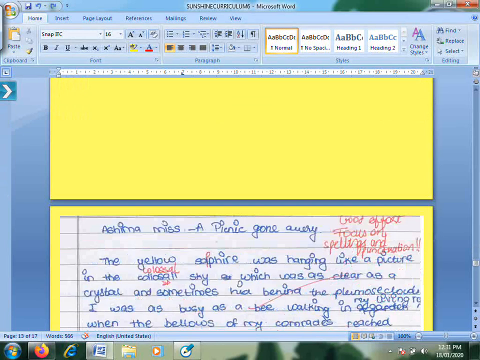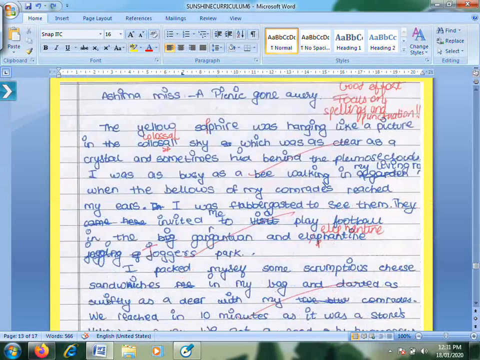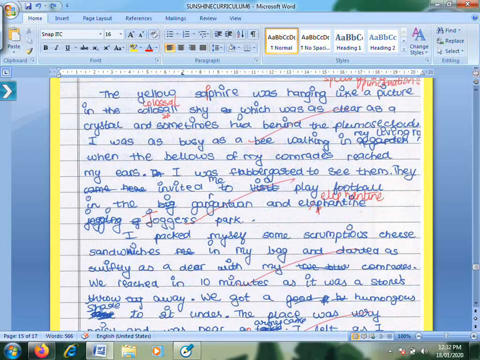So what I mean to say is, now here, this child has written about a picnic. This was his own personal experience. So he narrated it in a way that, okay, there was weather, he's written a weather starter, and then he's talking about how he and his friends were going for this picnic, and their picnic was near an army camp. So he's written the weather starter and says, "I was as busy as a bee walking in my living room when the bellows of my comrades reached my ears."